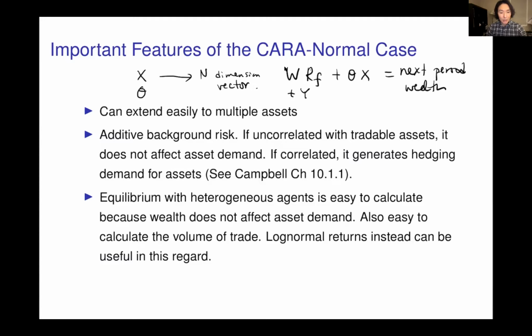And also, the third important characteristic and benefit of the CARA-Normal case is that the equilibrium with heterogeneous agents is very easy to calculate because investor wealth does not affect asset demand. What was the asset demand? That was theta. Okay. Also easy to calculate the volume of trade. Okay. And log normal returns can instead be used in this regard.